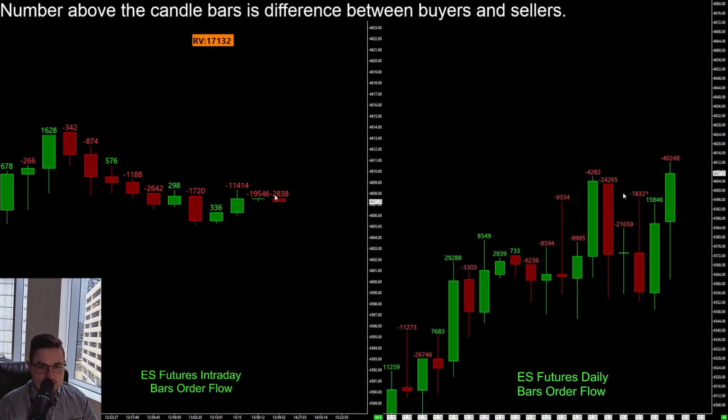So this kind of gives me a hint that we might see some weakness going into Sunday and Monday, as sellers are accumulating here at the peak. So I'll be very interested in seeing what happens on Sunday and Monday. I'll be most likely looking for short opportunities.